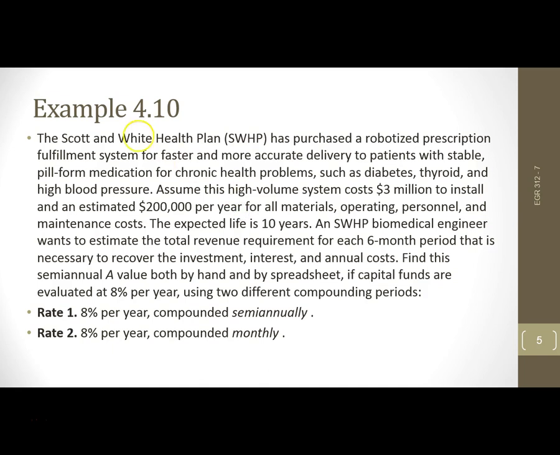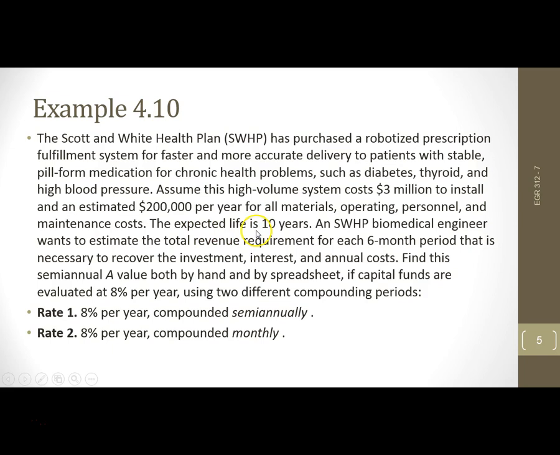Alright, so this problem says the Scott and White health plan has purchased a robotized prescription fulfillment system for faster and more accurate delivery to patients with stable pill form medication for chronic health problems, such as diabetes, thyroid, and high blood pressure. Assume this high volume system costs $3 million to install and an estimated $200,000 per year for all material, operating, personnel, and maintenance cost.